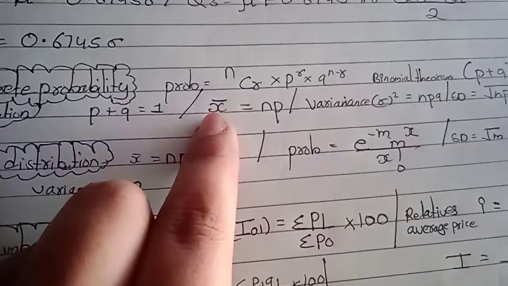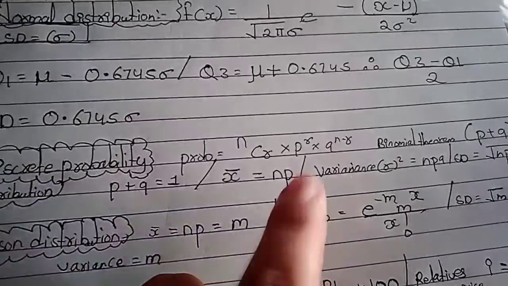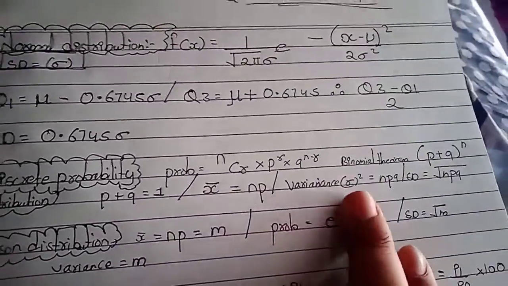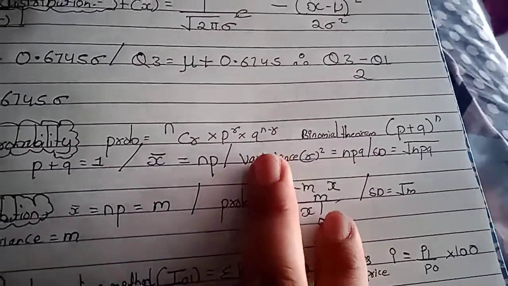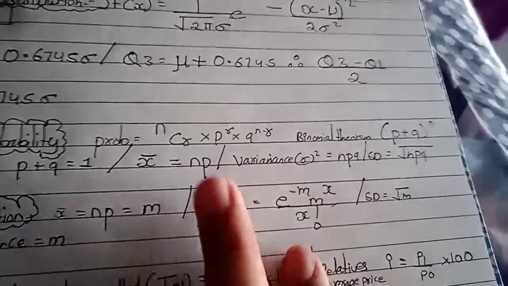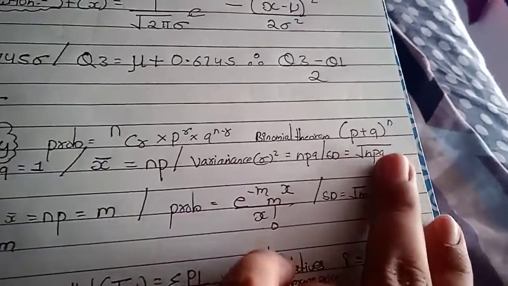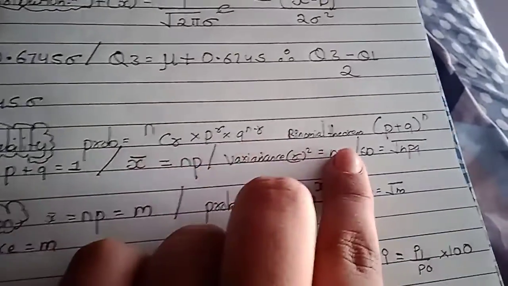And x bar means mean. In binomial, mean is equal to NP, and in normal, mean is equal to mu. Variance means standard deviation square; it is another name for standard deviation square. Variance is NPQ. Your mean means NP and variance means NPQ. And standard deviation means the square root of NPQ. As I say, variance is standard deviation square. You will put the square root here, then it becomes standard deviation.